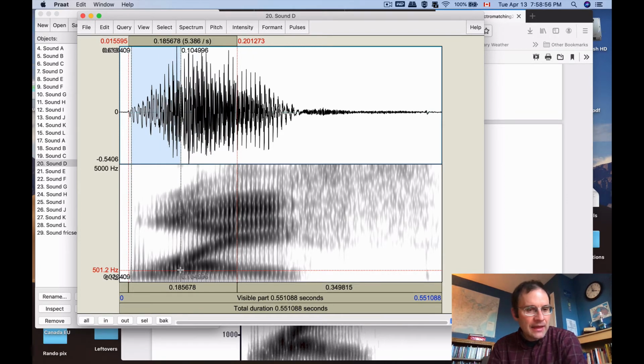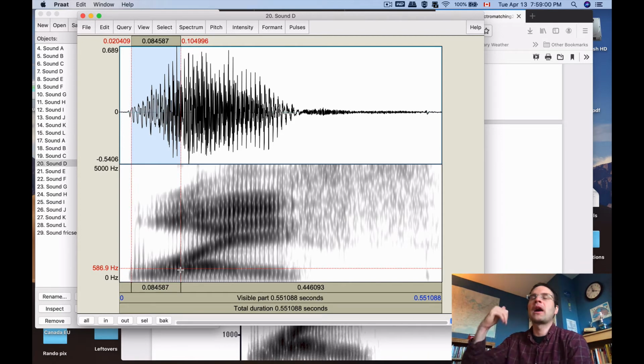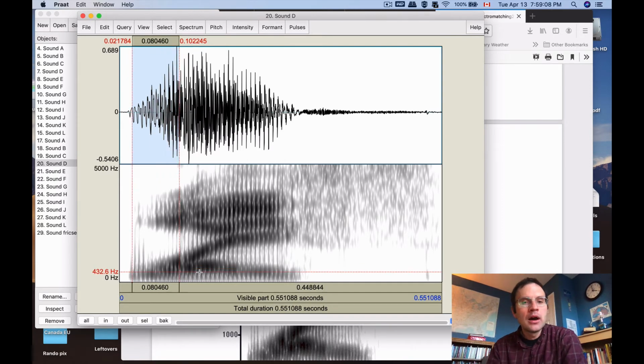So yeah, that is a good sign that if F1 and F2 are low, then we're in the high back region of the space. The vowel we expect to find there is an oo. The corresponding glide would be a wa, right? So this is a wa. We have a non-sibilant fricative here at the tail end.